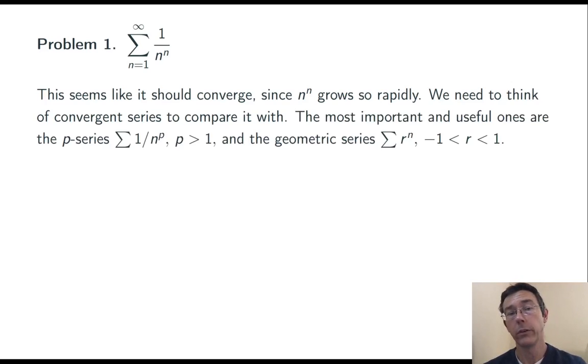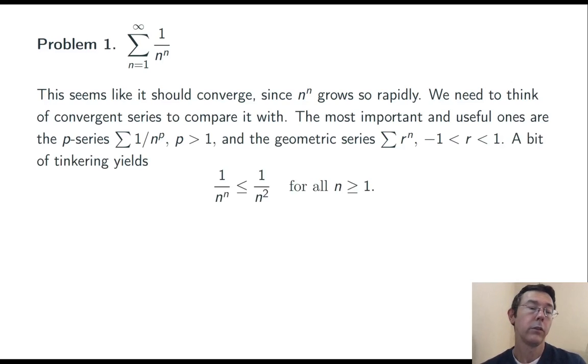There's two important series to remember when you're doing comparison tests. The first one is the p series, sum of 1 over n to the p, which converges for p greater than 1. And the other one is the geometric series, sum of r to the n, which converges when r is between -1 and 1. So here we can tinker around with either one of those and stumble across eventually this comparison.